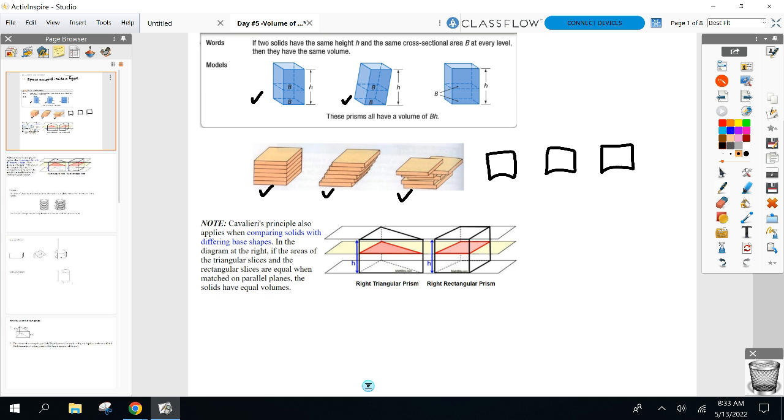Last thing on that, the bases can be different shapes and it can still apply. Rectangular versus triangular prism, everyone agree they both have the same heights? Yes? If you do a cross section here, you're going to get a triangle. If you do a cross section here, you're going to get a rectangle. But if the areas are equal, they have the same volumes. All right, that's what Cavalieri's principle says: same height, same cross-sectional area, equals same volume. All good?